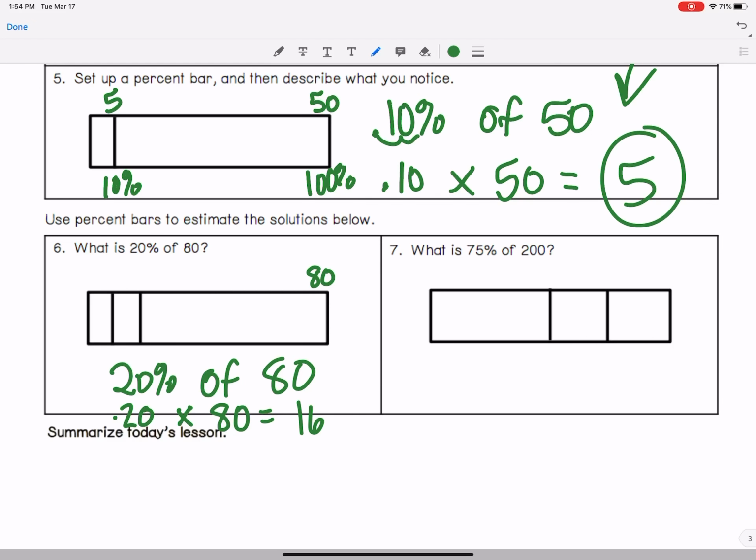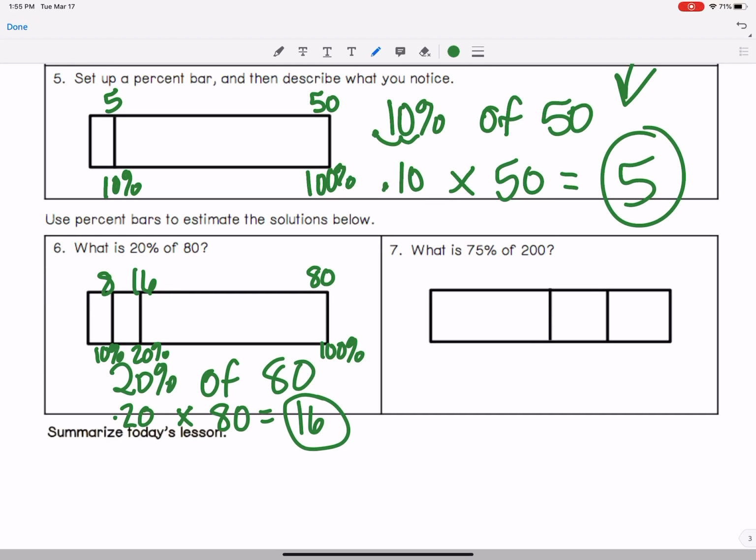Let's say this were 80, that means we would have 100% down below. It looks like these are going to be in 10% and 20% increments. So we'd have 10% and 20% down below. Well, we know that 20% of 80 is 16, and then 10% is half of 20. So what's half of 16? 8. So that's how you would fill that one out. But your answer here, 20% of 80 is 16.